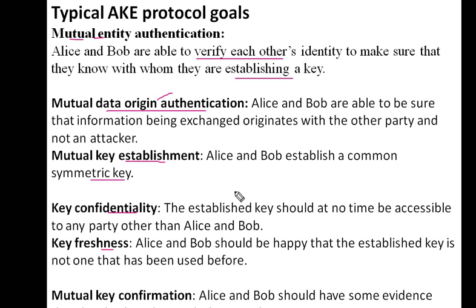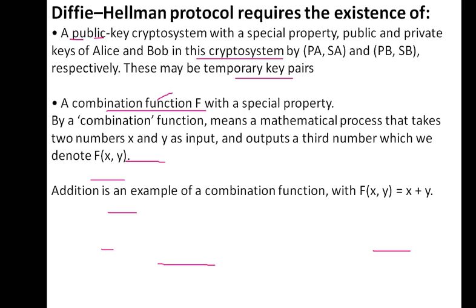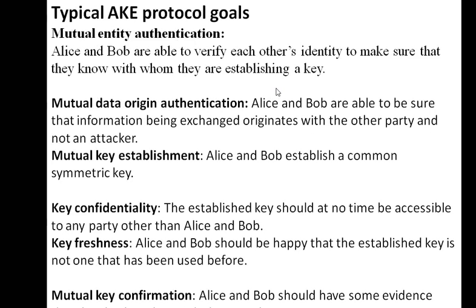And key freshness: Alice and Bob should be happy that the established key is not one that has been used before. It's a fresh key. And the next one is the Diffie-Hellman protocol, which requires the existence of a public key cryptosystem with a special property: public and private keys.